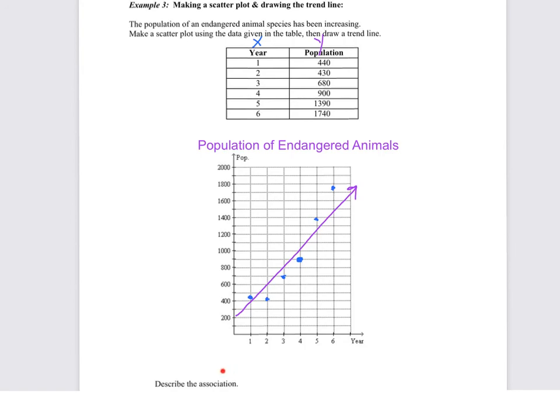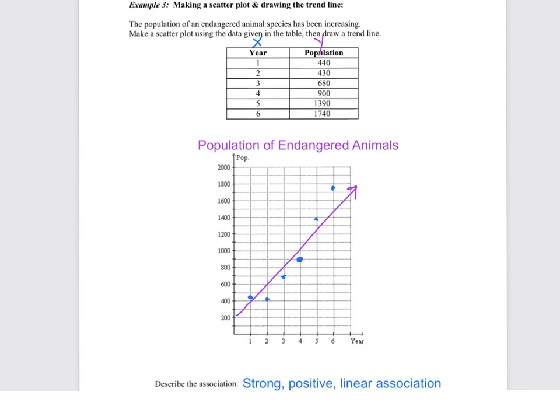Lastly, it's asking describe the association. It's strong because your coordinates are close together. It's positive because both variables are increasing. And it's linear because we're forming a straight line. So the association is strong, positive, and linear.